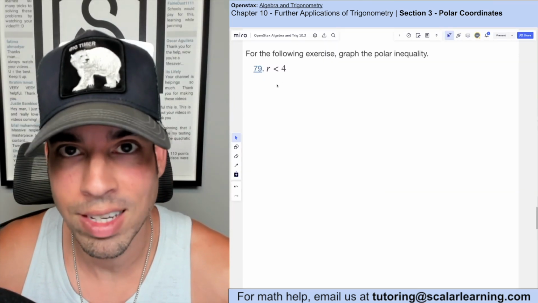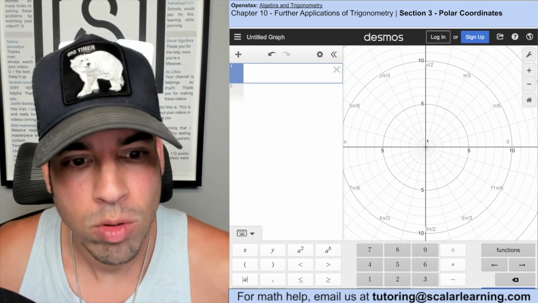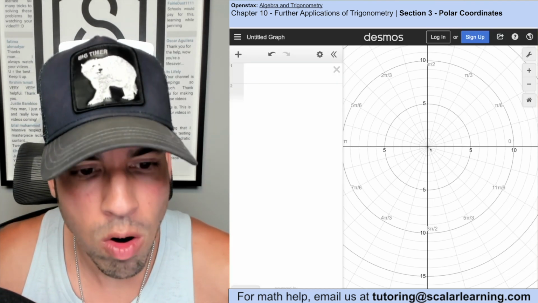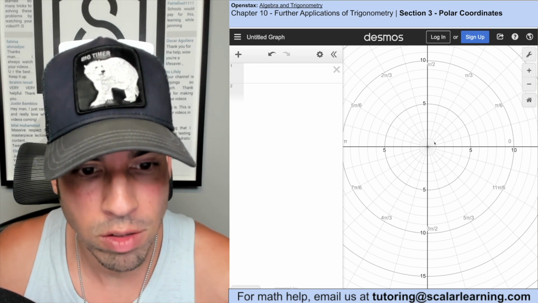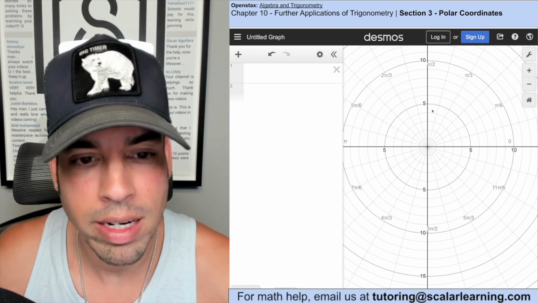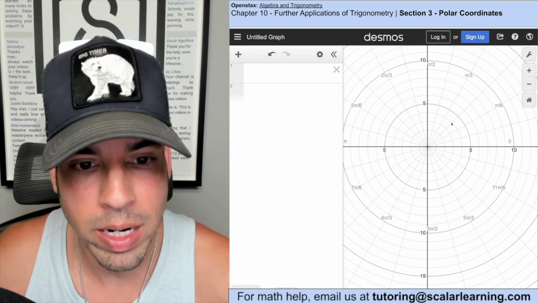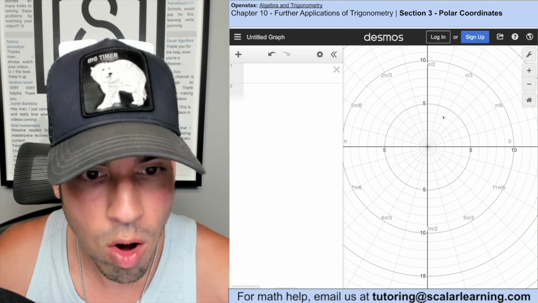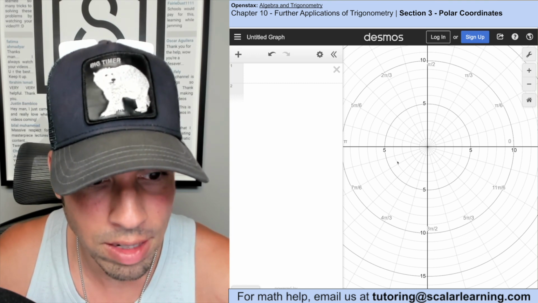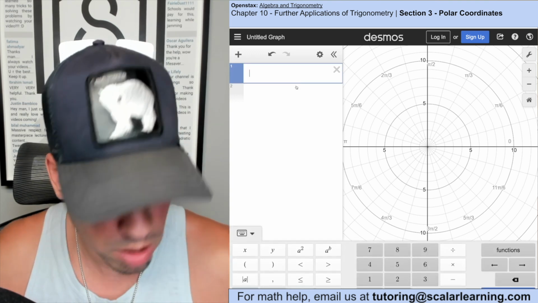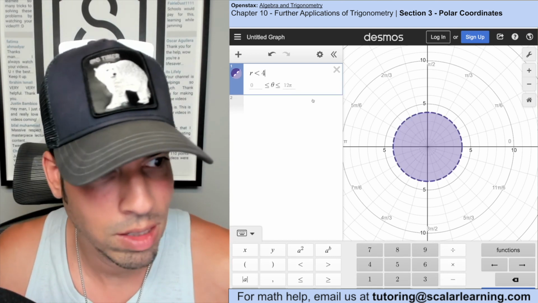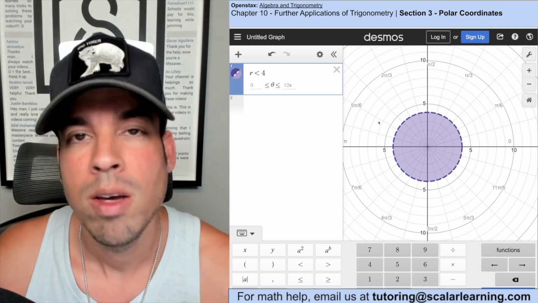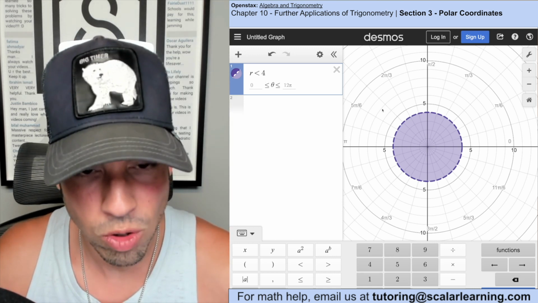Done. So for this one, it says to graph r is less than 4. So I'm going to show you what it looks like in Desmos and explain it there. So when you look at the graph, r is basically the radius, how far out, right? So when it's 1, you're a radius of 1 out, 2, you're a radius of 2 out, etc. So r is less than 4. That's going a radius of 4 out. So it would be all the values that are less than this circle with a radius of 4. So now you can see what that looks like. r is less than 4. And again, notice it's dotted because it's not less than or equal to, it's less than. But that's basically it. It's a filled in circle.